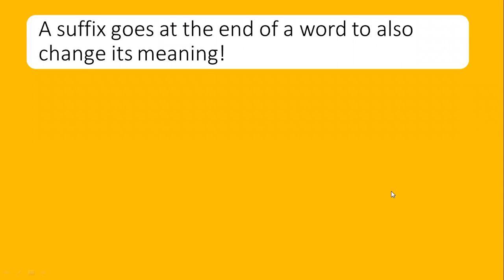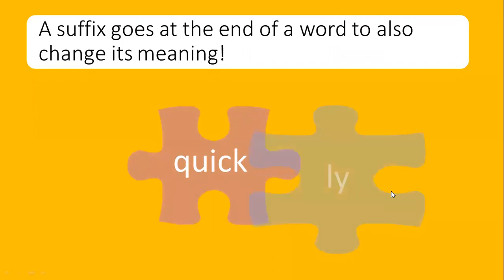Here we start with the suffix. A suffix goes at the end of the word to also change its meaning. Like what? So the prefix comes at the beginning of the word and the suffix comes at the end of the word. And we have many kinds of suffix. Here, ly. The example for ly: quick, quickly.